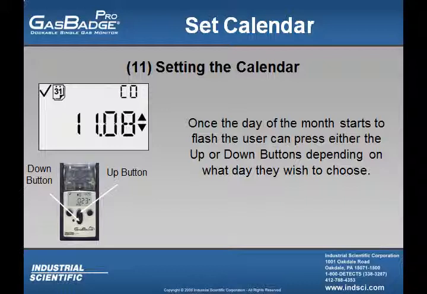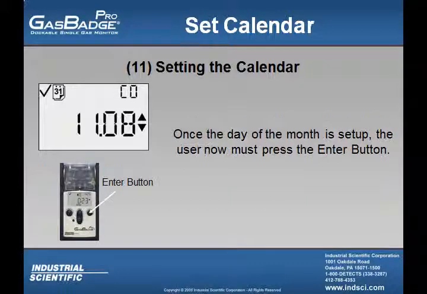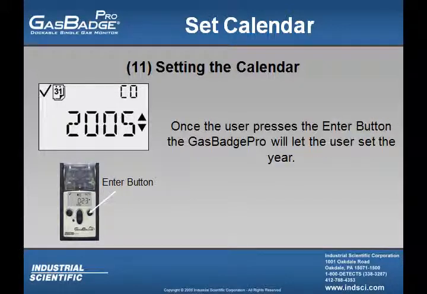As soon as the user presses the enter button, they must now press either the up or down buttons to change what day of the month they wish to choose. After the user has the day of the month set up in the instrument, the user must press the enter button. Upon pressing the enter button, the user will now see 4 digits on the screen, letting the user know they are about to change the year of that instrument. Those numbers will also begin to flash.